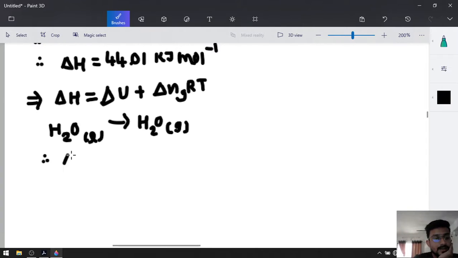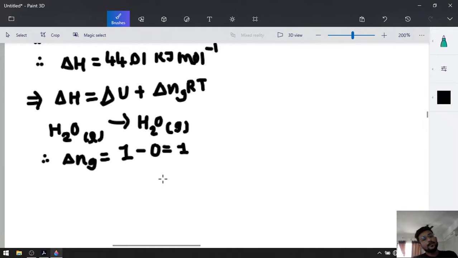Now, delta Ng for the reaction is the difference in moles of gaseous compounds. So, H2O in gas is a product, so 1 mole of product minus the gaseous reagent. There is no gaseous reagent, only liquid, that's why it will be 0. So delta Ng will be equal to 1, and the value of R is 8.314, temperature is given as 298.